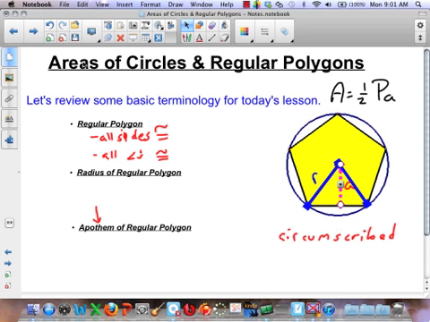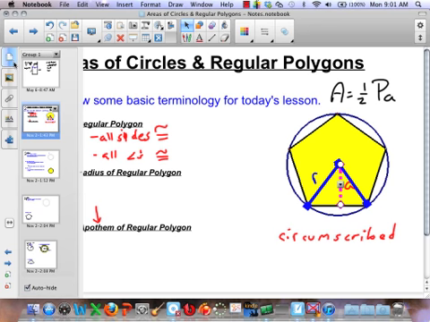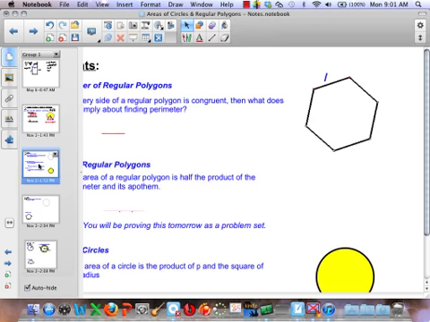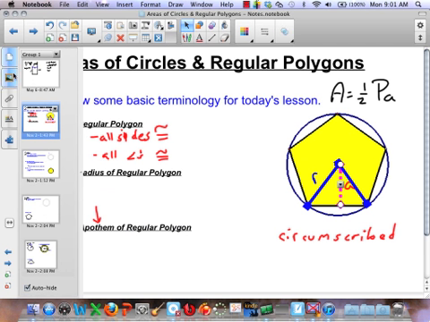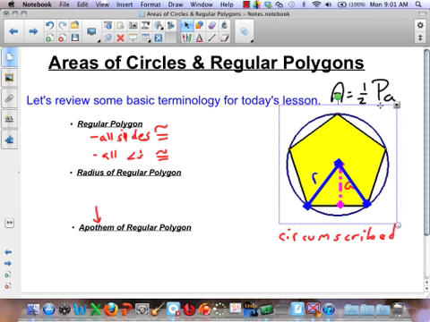So where does this thing come from? To me, that's just a great question. Where does this thing even come from? Where does that formula come from? 1/2 PA. Huh. Well, let's look at that a little closer.